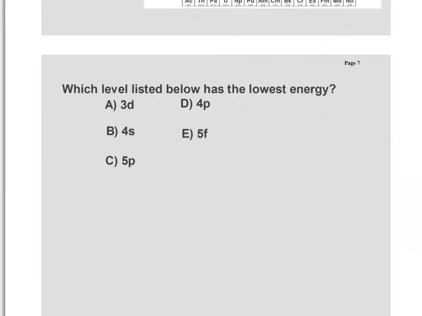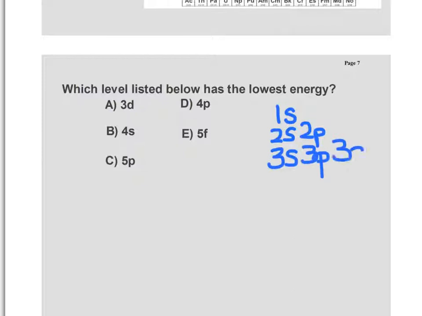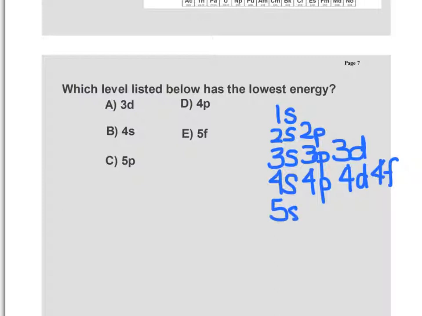All right, next question: which level below has the lowest energy? All they're really asking you here is to remember our order of filling. So it was 1s, then 2s, and 2p. This is the order of lowest energy when we follow the arrows. So 4p, 4d, 4f, 5s. I'm just going to go all the way up to 5f since that's a choice. And then we could put them all in order.